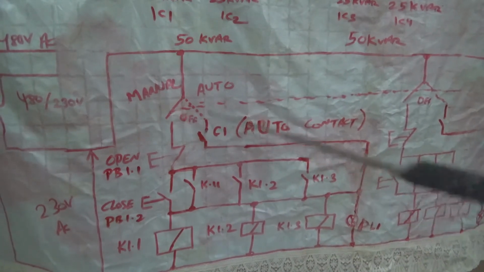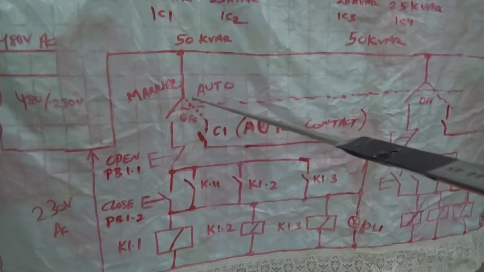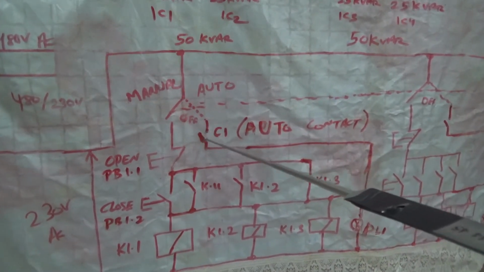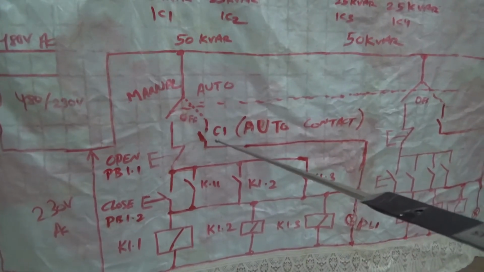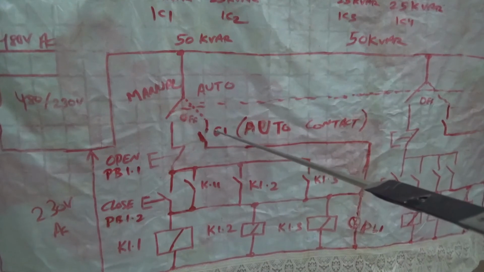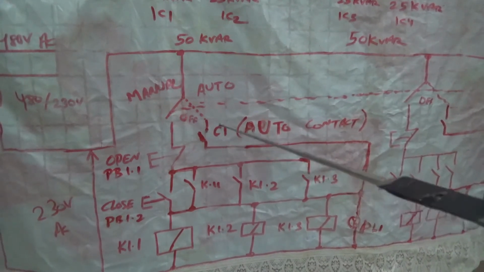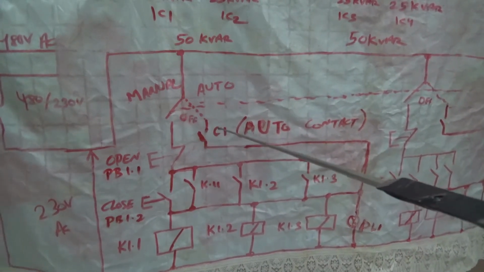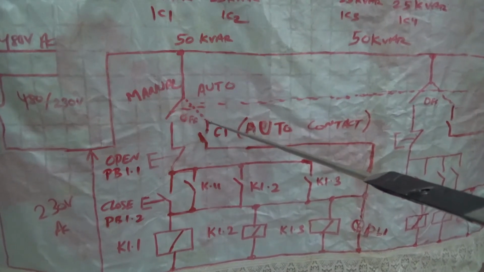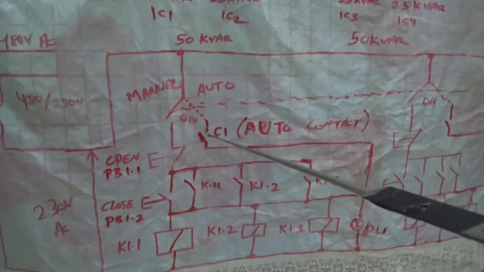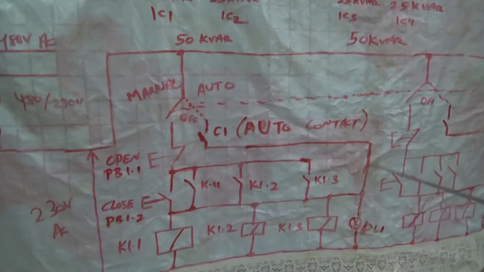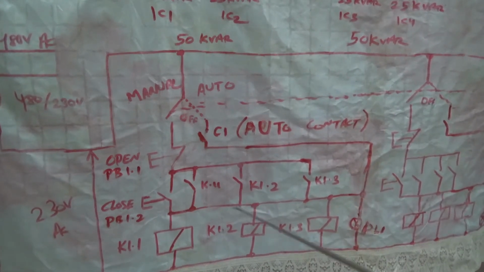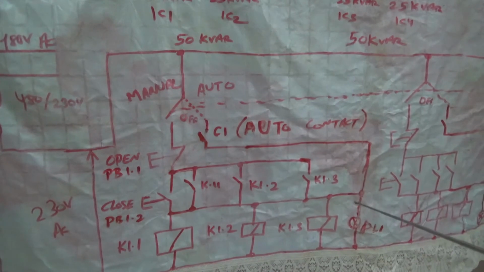Now coming to the auto mode, when you switch over to the auto mode, this power will come to here, and this contact is coming from C1, from the controller. Because when it gets a signal from the main system that the power factor is lagging, it will give a signal to close this contact. So this will close and it will directly energize these three contactors. Also the power will be on.